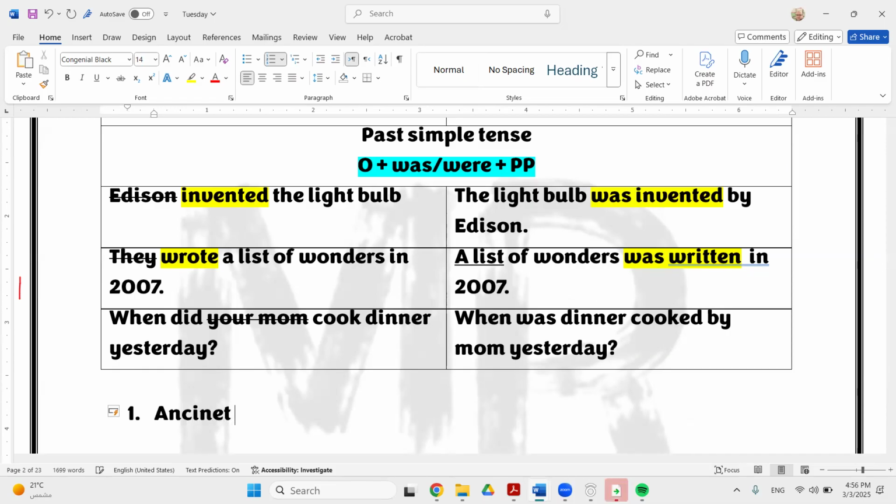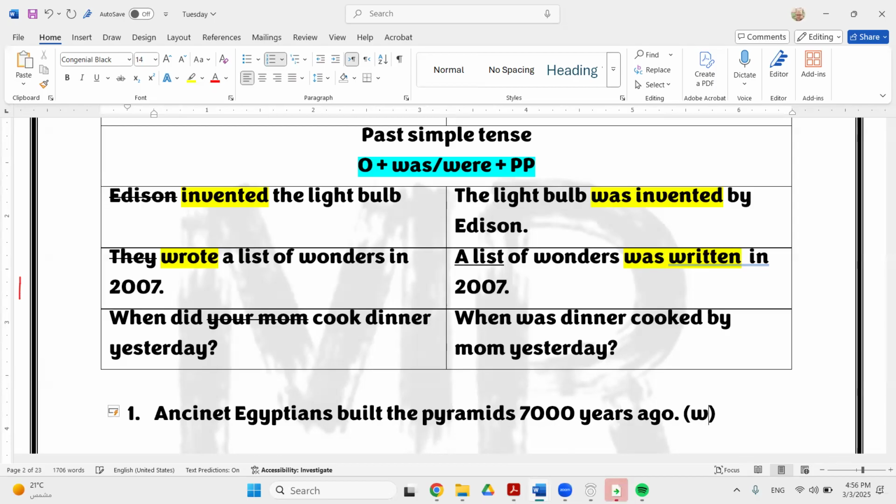أنا بقول ancient. Ancient Egyptians built the pyramids, okay, 7,000 years ago. We need to use were. طب خد يا أيمن. Okay, Ayman, can you do this question? Ancient Egyptians built the pyramids 7,000 years ago.